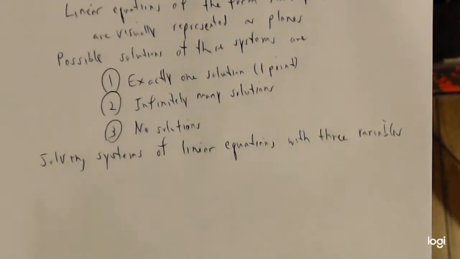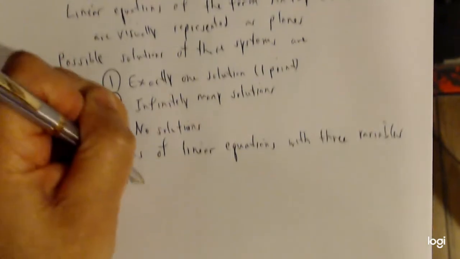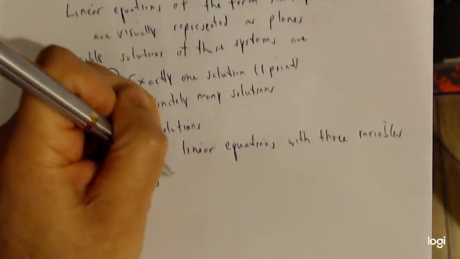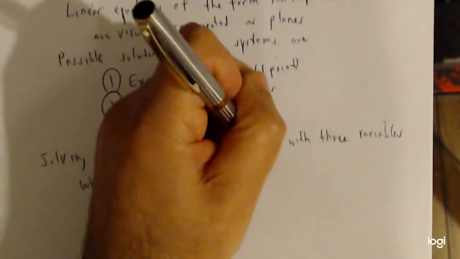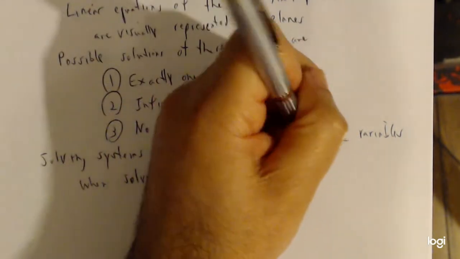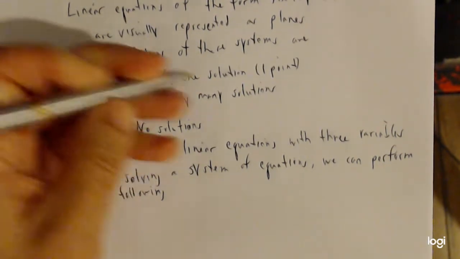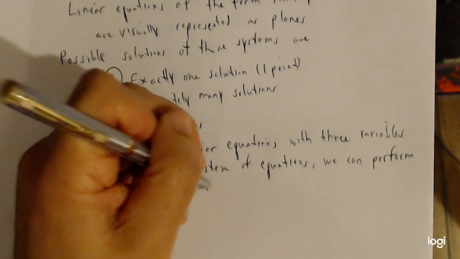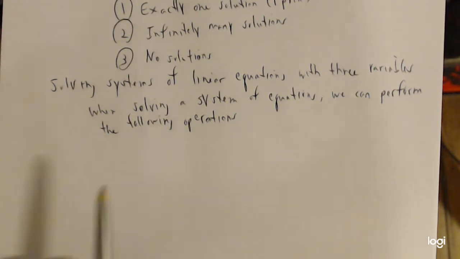So that's kind of where we're headed now. So we would now say, well, when solving a system of equations, we can perform the following operations. So this is going to be important because what we're going to talk about now is there are certain things we can do to our system of equations.